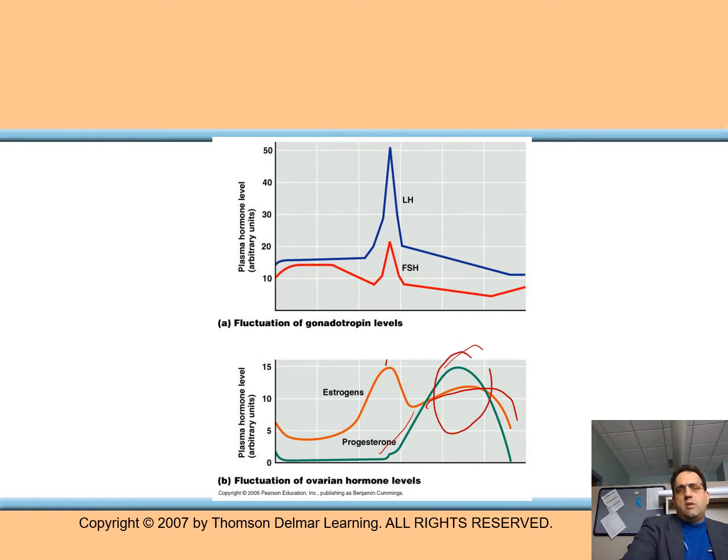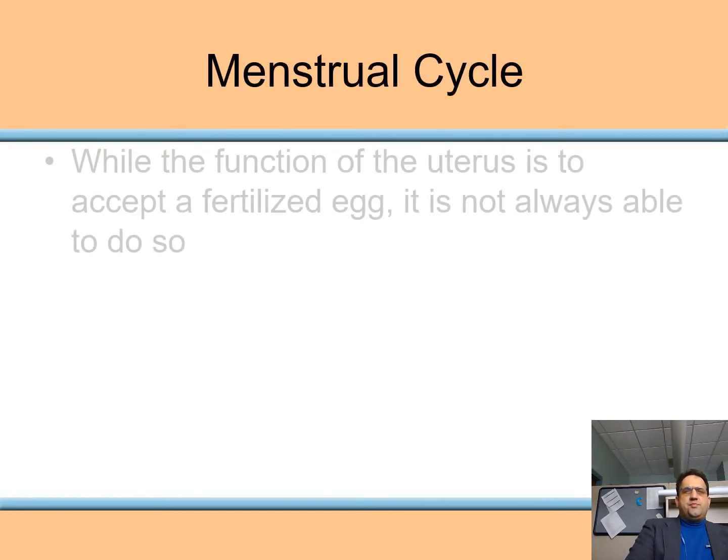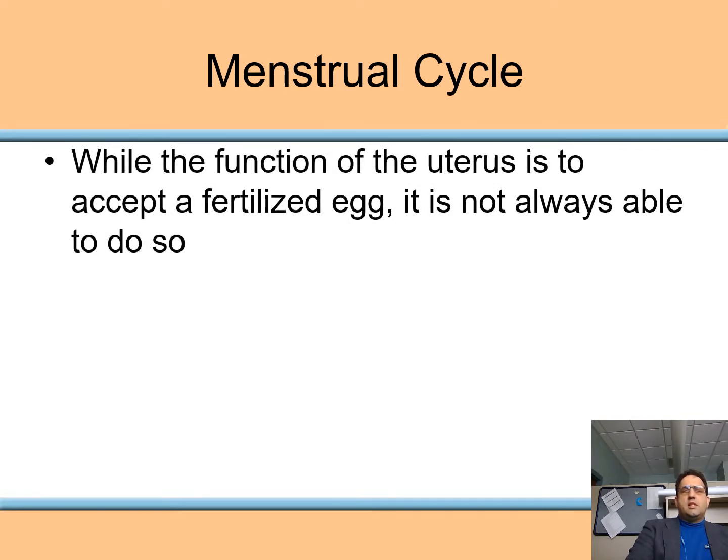So right here, roughly 1 week before menstruation and 1 week after ovulation, you will notice very, very high levels of estrogen and progesterone, which are actually retaining water in preparation for the implantation of the fertilized egg, sorry. This is also why many women notice bloating about a week before their period. While the function of the uterus is to accept a fertilized egg, it isn't always able to do so.